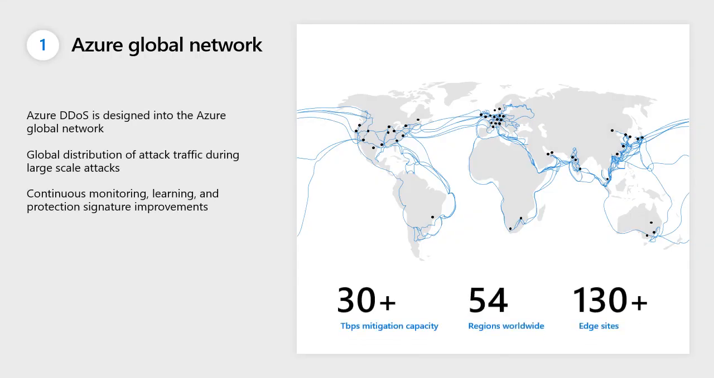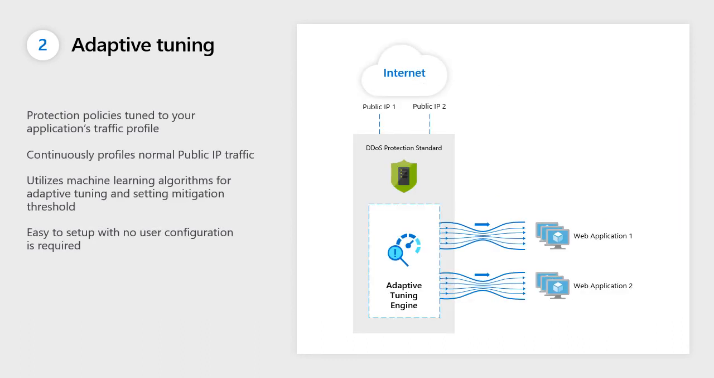So the Azure DDoS protection is designed into the Azure Global Network already. So we currently have over 30 terabytes of mitigation capacity. So meaning we can accept multiple terabytes of brute force attacks against you through the DDoS service. It's deployed across all of our regions worldwide, and it is also deployed across all of our edge sites. Like I said before, it is driven by adaptive tuning. So the protection policies are actually tuned in real time according to your application's traffic profile. It's either done automatically or done manually by some of our security professionals.